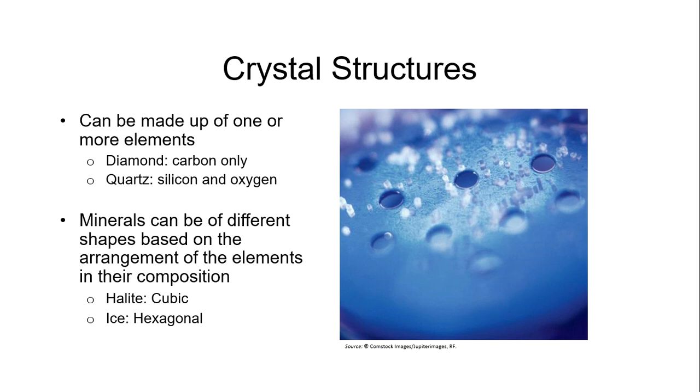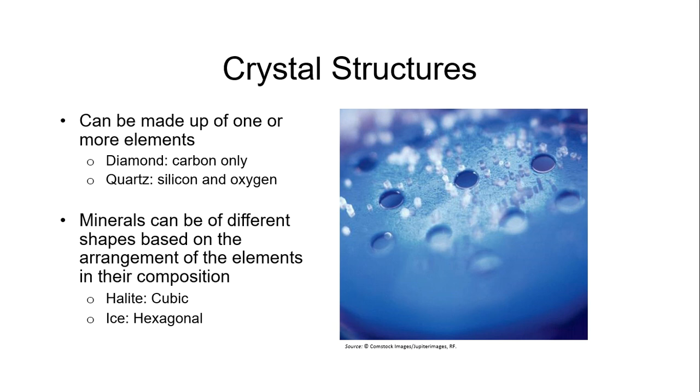Now, minerals can have this crystalline structure in different shapes based on the arrangement of the elements in the composition. For instance, we already saw halite, salt, is cubic. That's what we're seeing here in this picture. Those look like salt crystals inside of this picture.